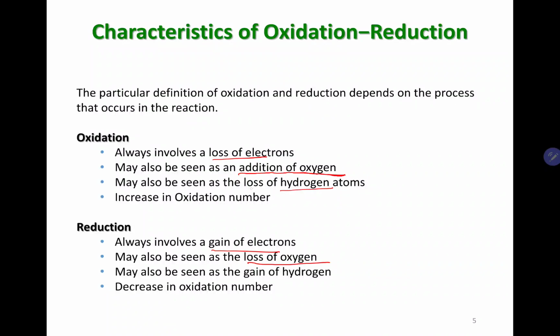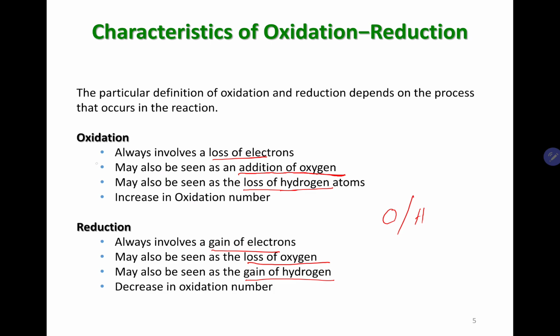So basically, in oxidation, it loses hydrogen, and in reduction, it gains hydrogen. Remember, oxygen and hydrogen behave oppositely in oxidation and reduction. So basically, in oxidation, you add oxygens or you lose hydrogens. In reduction, you either lose oxygens or you gain hydrogens.